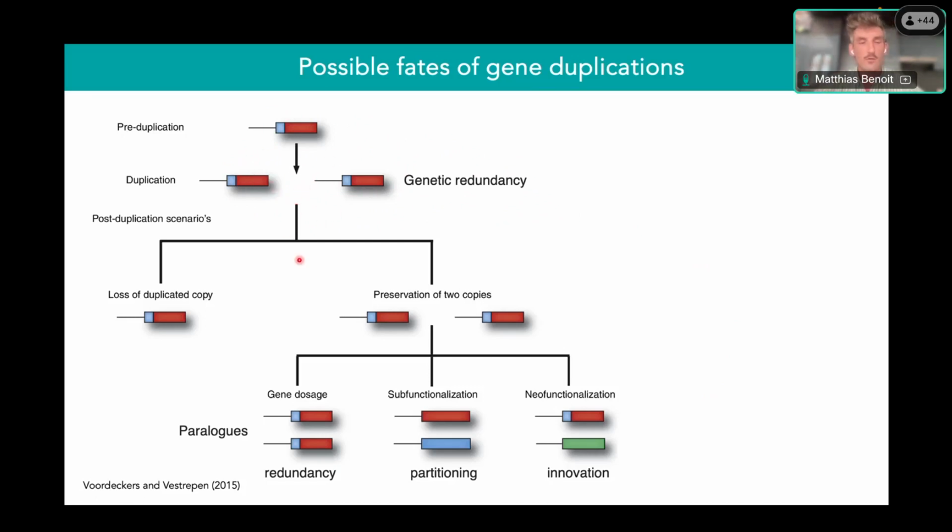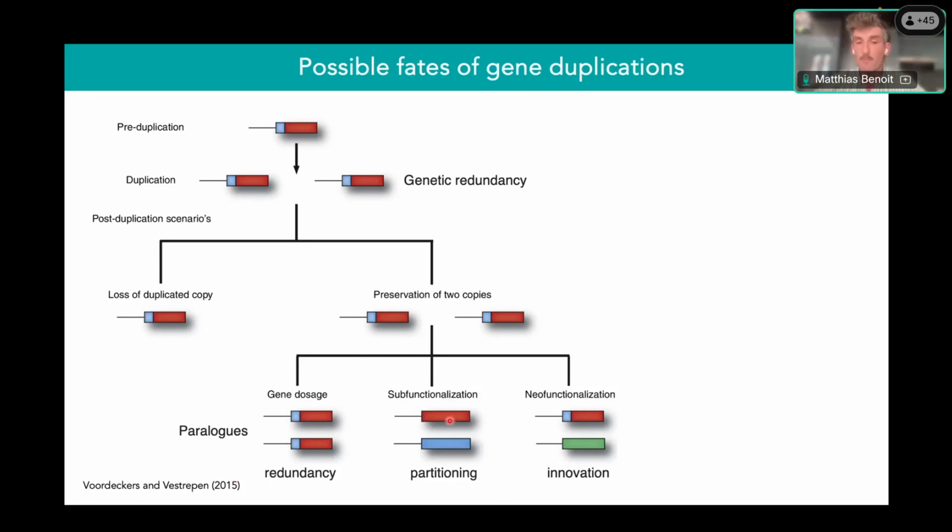Once the duplication is done, the fate of this duplication can be very different. The duplicated copy can be totally lost, purged away from the genome, or in cases where the two copies of the gene are kept, different scenarios have been observed. We either undergo what we call a gene dosage fate, where the two genes will be kept and will basically share the function conferred by the original gene. So there will be some redundancy in the function of those genes. One will be able to compensate for the others.